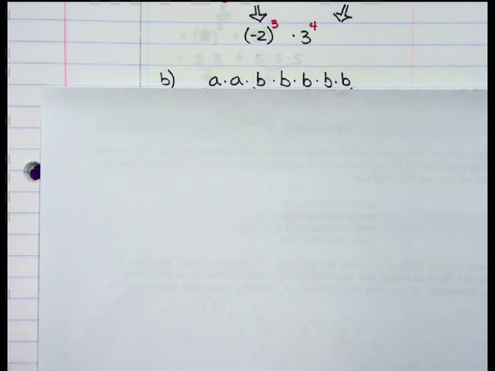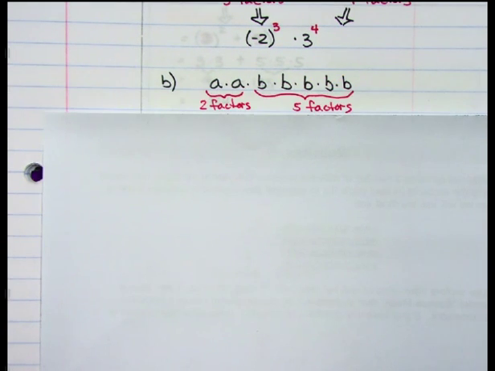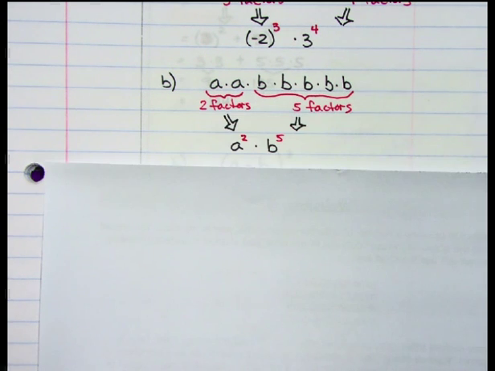Time for a second example. Okay, A times B times B times B times B times B. That means I have 2 factors of A and 5 factors of B. So my simplified version of this expression would be A squared, or A to the 2nd power, that's this part, times B to the 5th power. I can't go any further because the bases are not the same, so I cannot add the exponents. You just leave it like that.